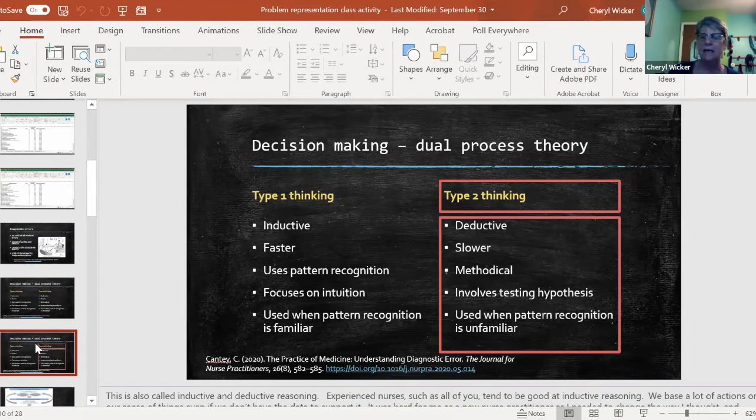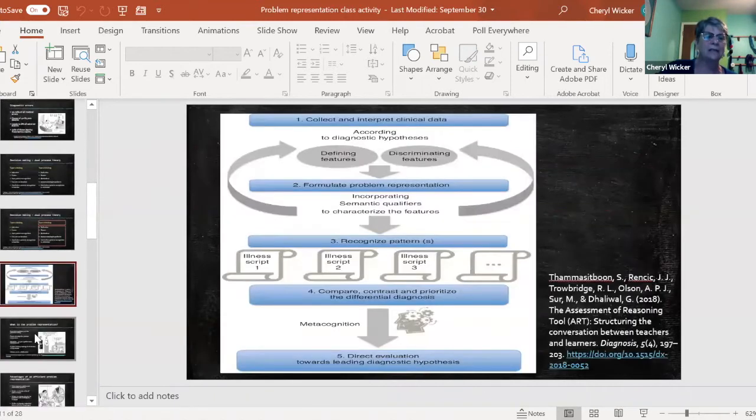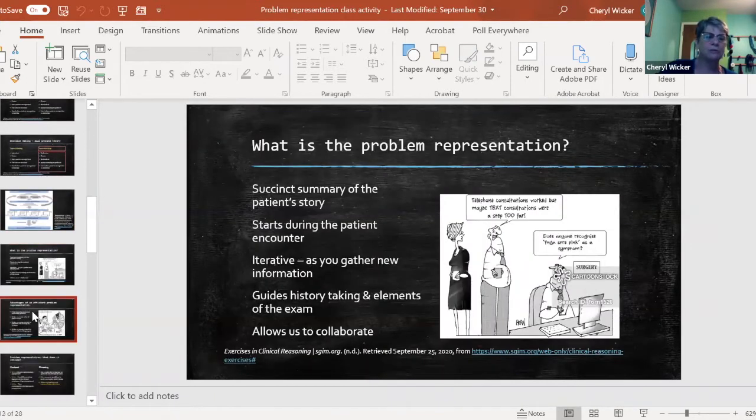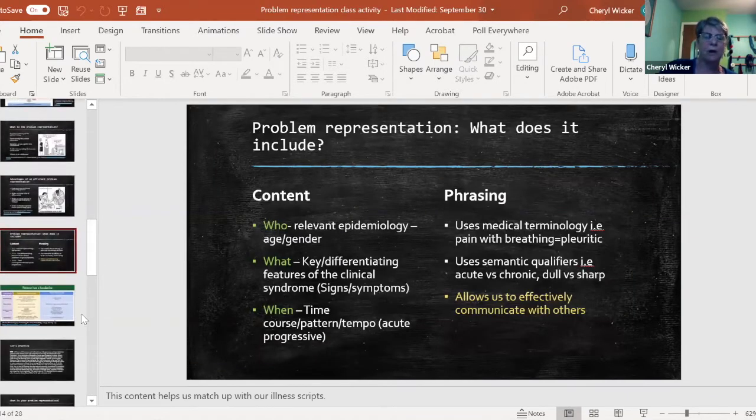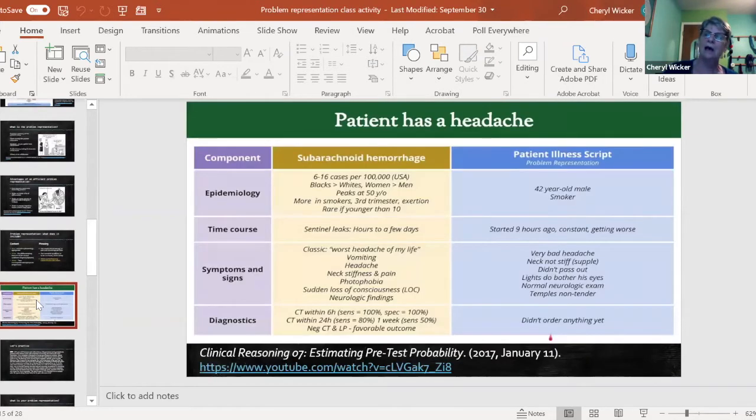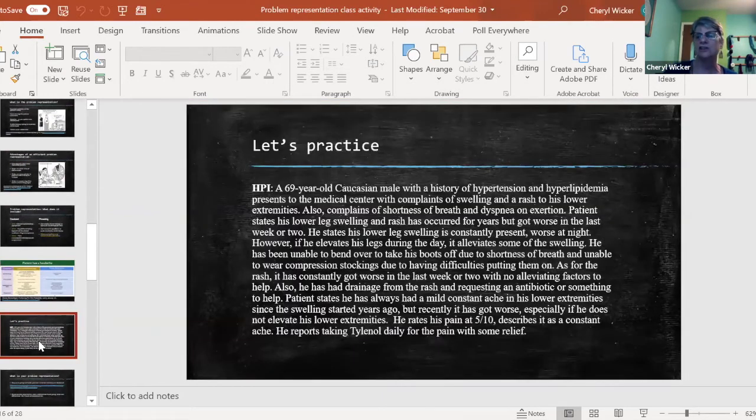Now I have to say, I did this as an asynchronous module. However, I got some assignments back, which made me feel, hey, they weren't quite getting it. So I felt like we needed to bring this back as a group ahead of time. So we kind of went through the whys and what the problem representation was all about, how this leads to one's differential diagnoses. And then this started the Google Doc.